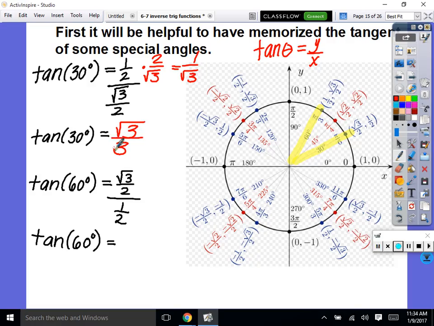So tangent of 30 degrees, you've got to have that memorized, root 3 over 3, so then it's quick. So if I asked you right now, what is the tangent of negative 30 degrees, you'd say negative root 3 over 3, right? Okay. Tangent of 60 degrees, go up to 60 degrees, do y divided by x, that's root 3 over 2 divided by half, flip the second and multiply, we get root 3. So tangent of 60 degrees is root 3, so tangent of negative 60 degrees is negative root 3, right, everybody? So tangent of 30 is that, tangent of 60 is that. Just remember that.